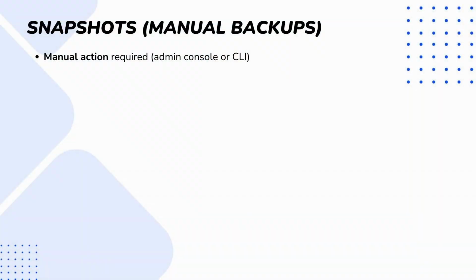It is important to note that there are two main types of backups. The first type is commonly known as a snapshot or manual backup, and it requires a manual action from an Adobe Commerce Cloud admin. The second type is automatic backups, but we will firstly start by looking at snapshots. So snapshots, as mentioned already, are manual backups, and in the Adobe Commerce Cloud documentation you can find both terms.